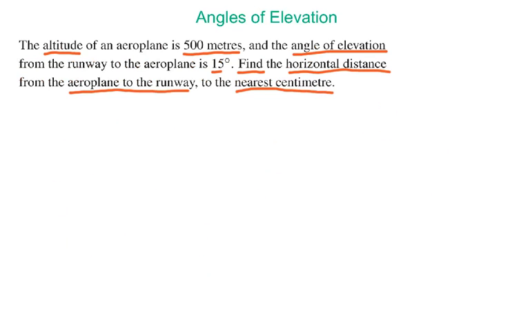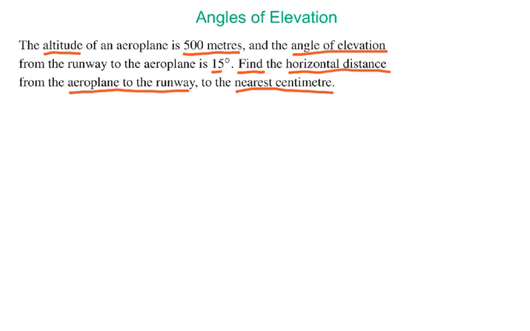Moving on to a couple more worded problems, we can start using some language like angles of elevation and angles of depression. Starting off with angles of elevation, here is a problem where we actually use that language in the question, which helps you set up your diagram. The altitude of an aeroplane is 500 metres and the angle of elevation from the runway to the aeroplane is 15 degrees. Find the horizontal distance from the aeroplane to the runway to the nearest centimetre.